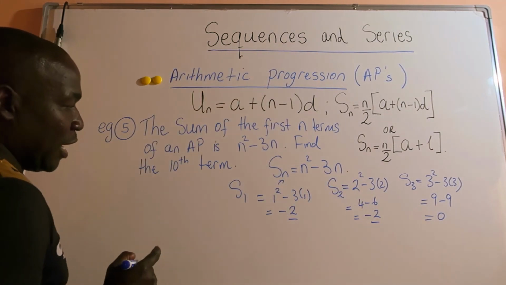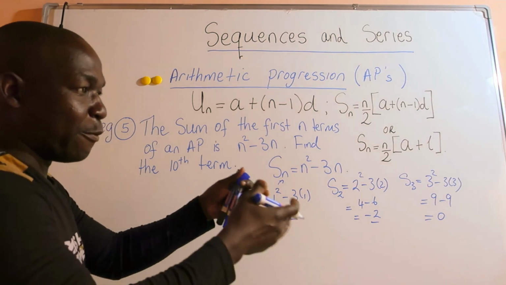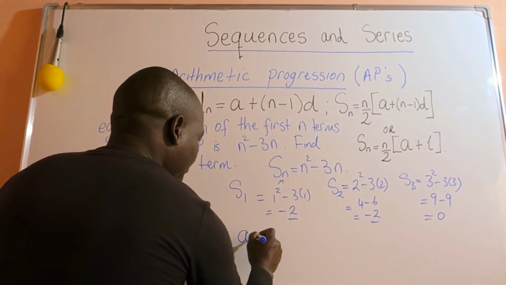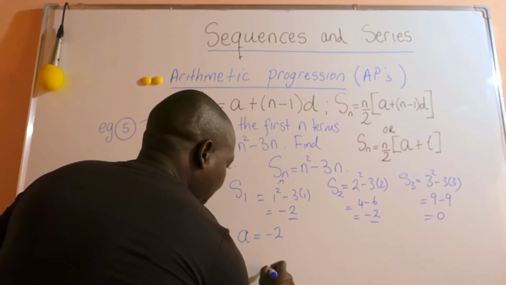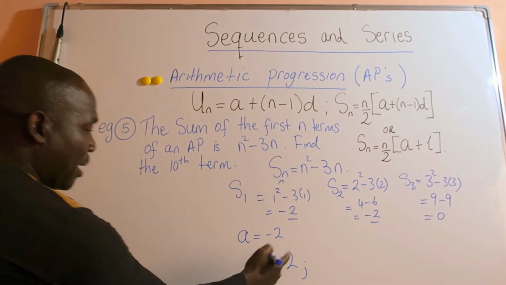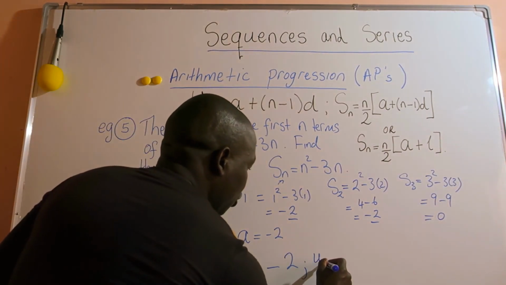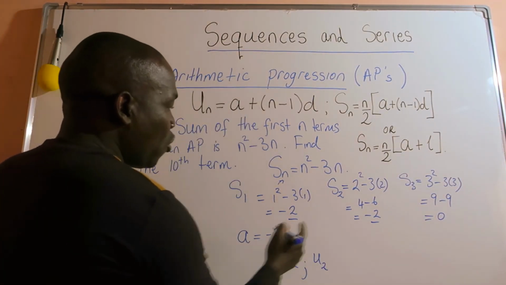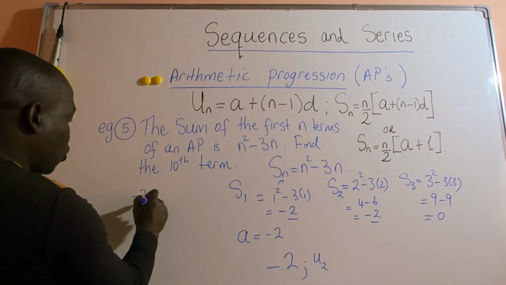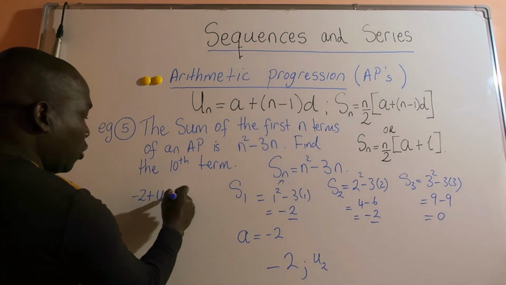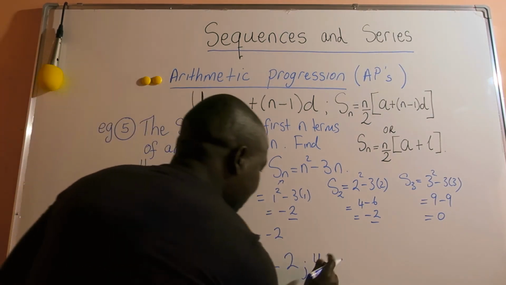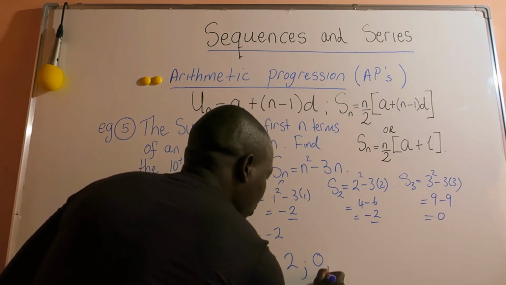Now, take note here. If I go S1, the sum of the first term. So ideally, this is the first term. So this is A. So A is minus 2. So if I line up my sequence here, minus 2. Right. So my next term, I don't know my next term, which is my U2. But I know if I add the sum of the two terms is minus 2. So I go minus 2 plus U2 is equal to minus 2. So U2 is equal to 0. So it means this term here is equal to 0.